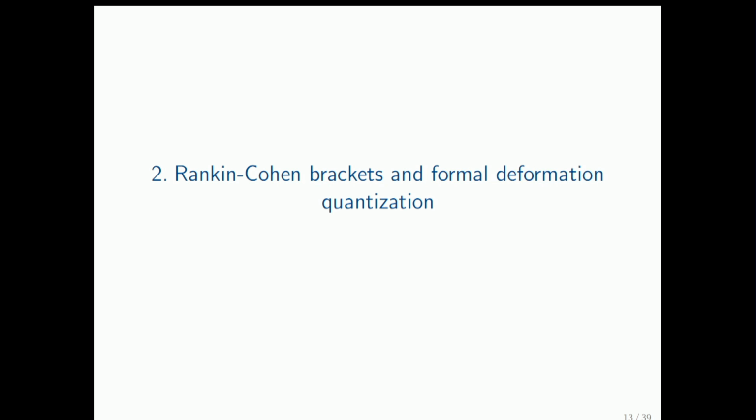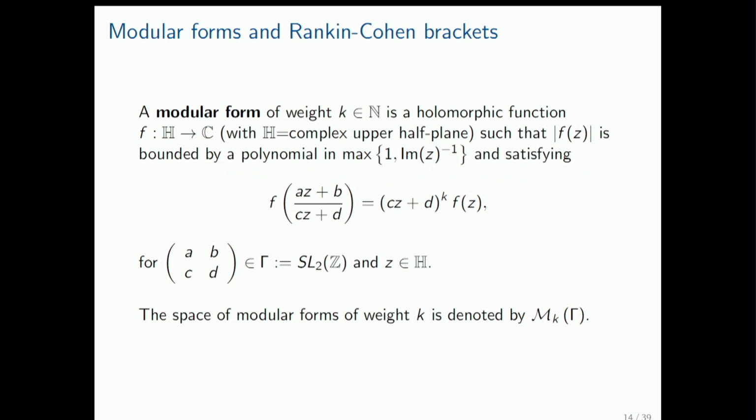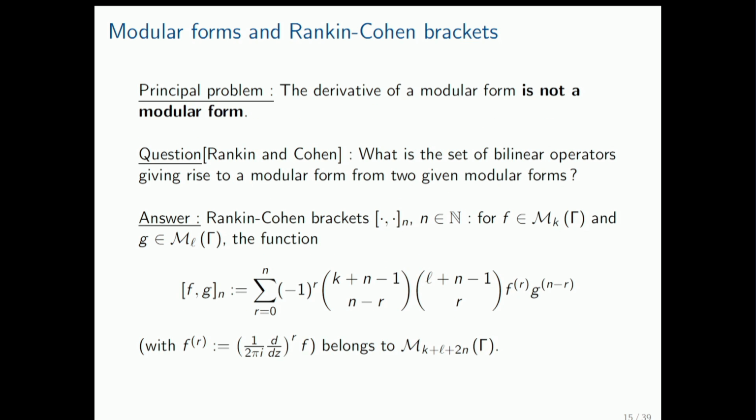The link between Rankin-Cohen brackets and deformation quantization is not straightforward, but long story short, I will try to give you the main steps of the construction. So it starts with modular forms. A modular form is a holomorphic function satisfying a certain invariance property. It turns out that this is important in number theory, for instance, but the problem with such modular forms is that it's hard to transform them in order to still keep a modular form. So for instance, when you differentiate such a form, you don't get a modular form again.